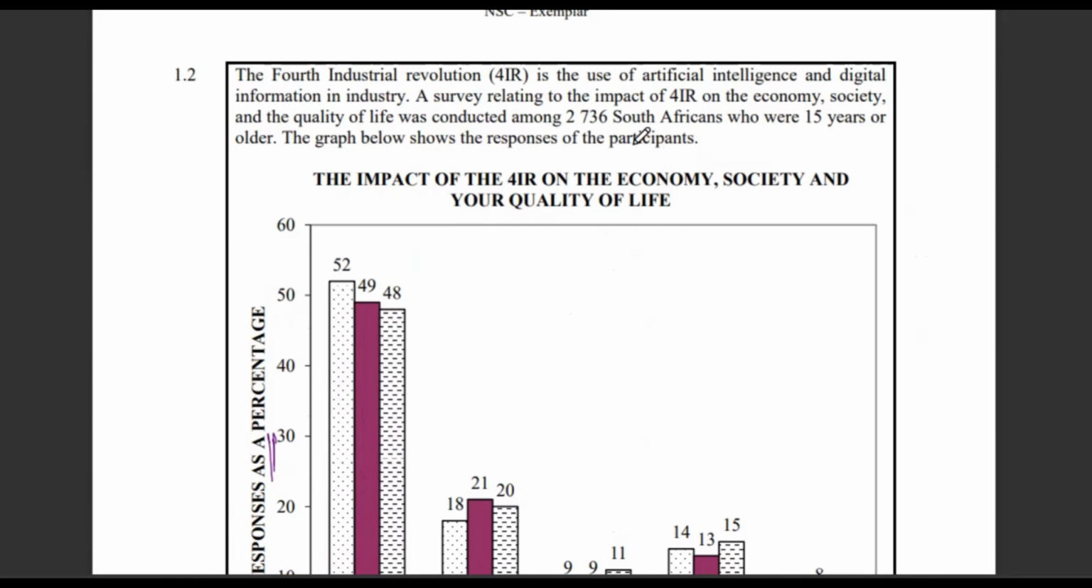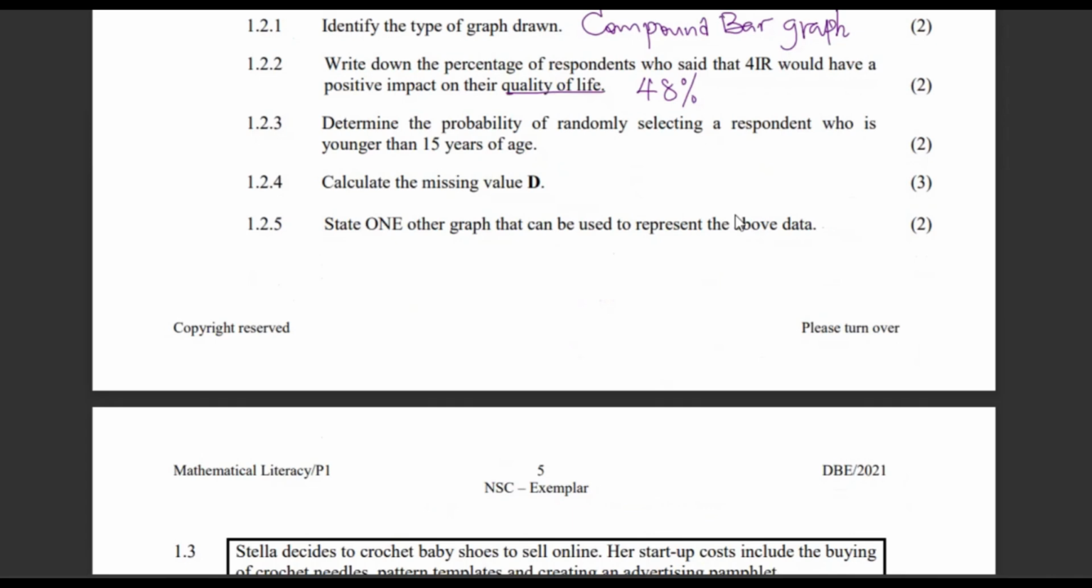A respondent who is younger than 5 years of age is saying the society. The quality of life survey was conducted among 2,736 South Africans who are 15 years or older. So the probability is what? 0, because the survey was carried out among people who are 15 years and above. Calculate the value of D.